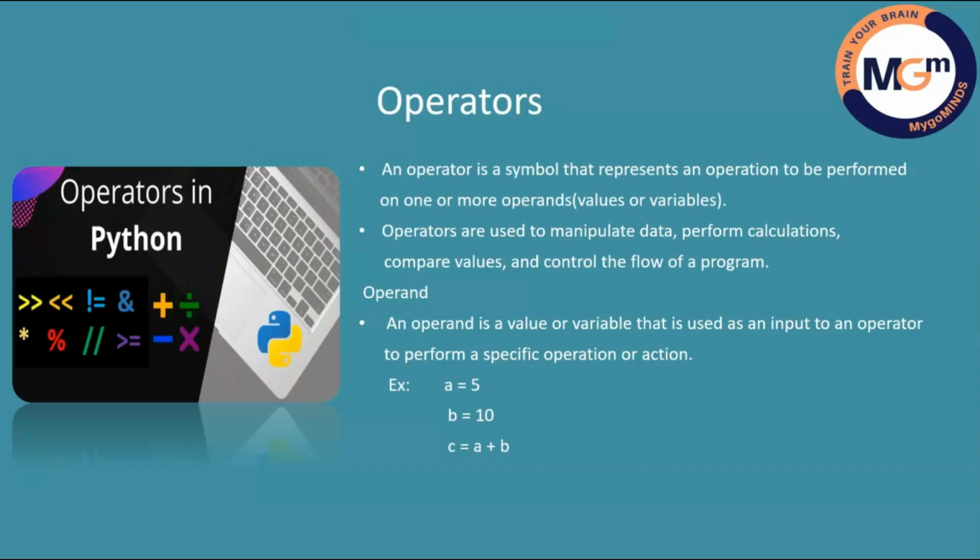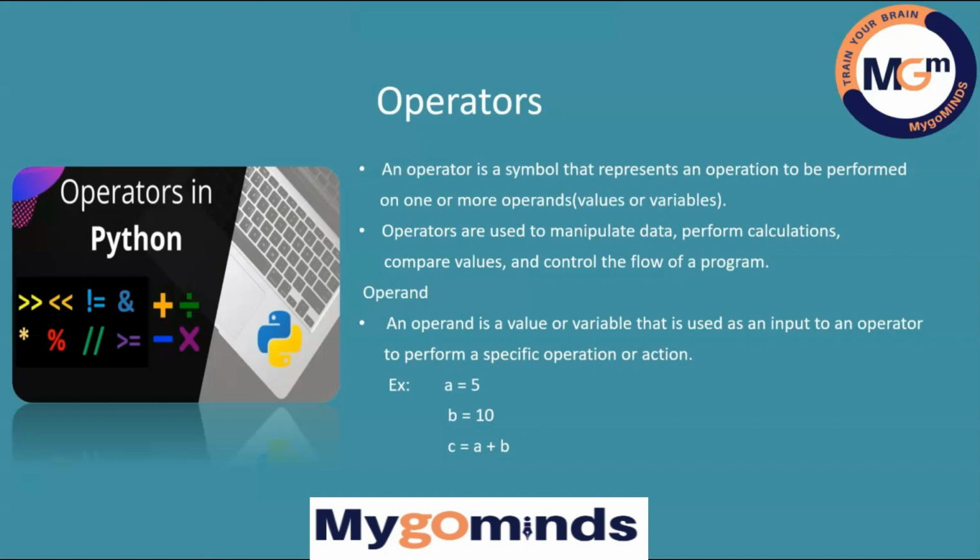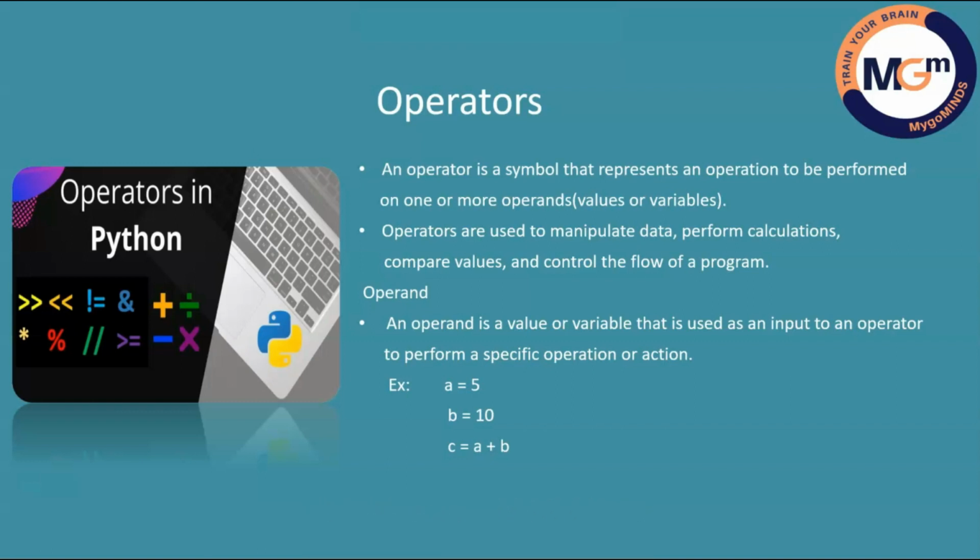So basically an operand is a value or a variable, and it is used as input to an operator to perform a specific task. Operators are also used to manipulate data, perform calculations, compare values, and to control the flow of a program.